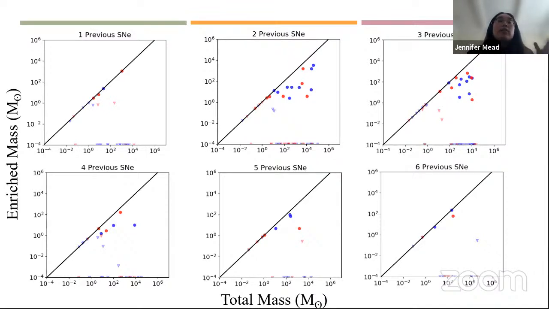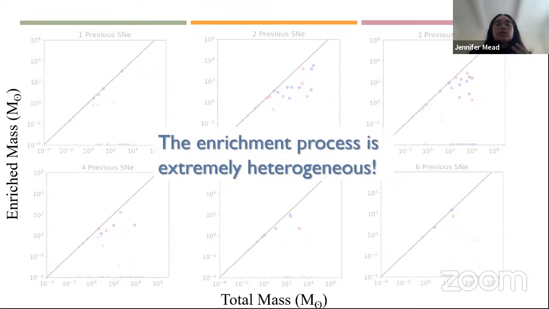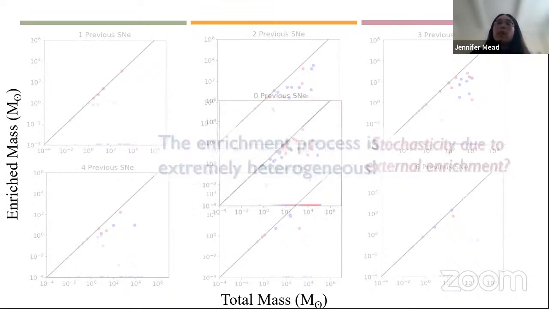And third, you'll notice that there doesn't seem to be an increase in the enriched mass as you increase your number of previous supernovae from 1 to 6. We have that same range of enriched mass. But this really just goes to show that the enrichment process is actually extremely heterogeneous.